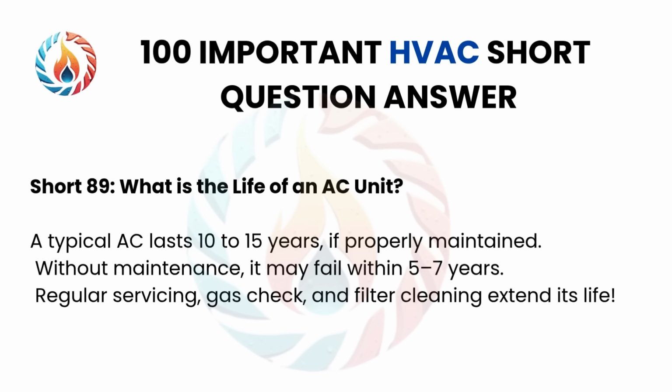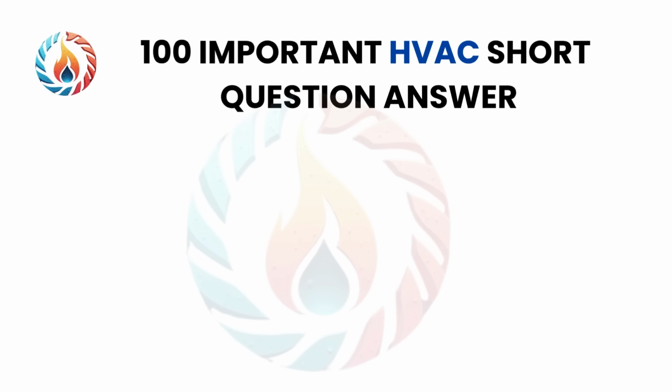Short 89. What is the life of an AC unit? A typical AC lasts 10 to 15 years if properly maintained. Without maintenance, it may fail within 5 to 7 years. Regular servicing, gas check, and filter cleaning extend its life.